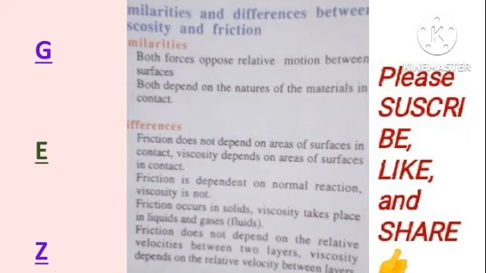Also, friction occurs in solids, while viscosity occurs in fluids, that is liquids and gases. Finally, friction does not depend on relative velocity between two layers, whereas viscosity depends on the relative velocity between two layers of the surfaces in contact.